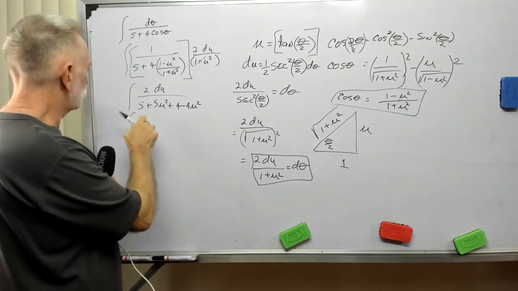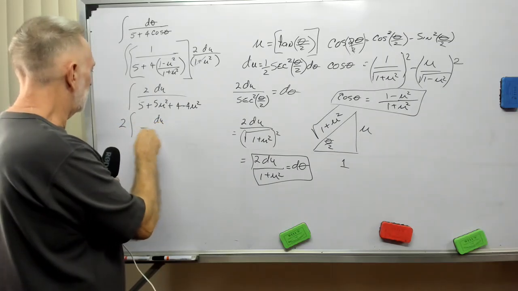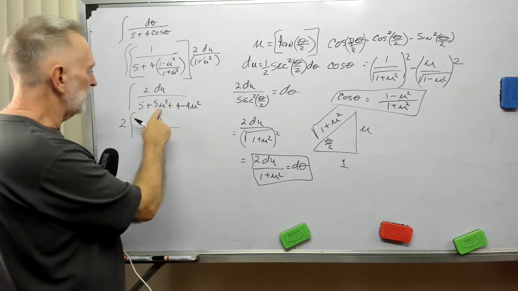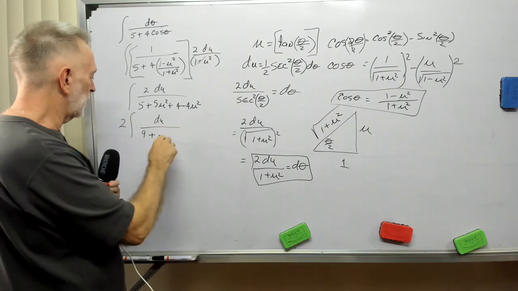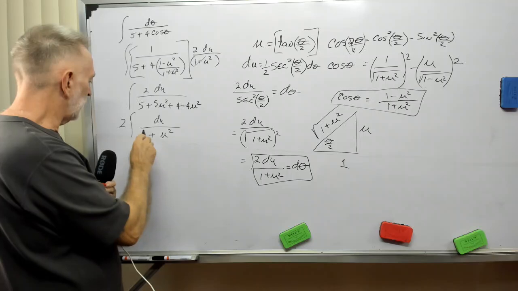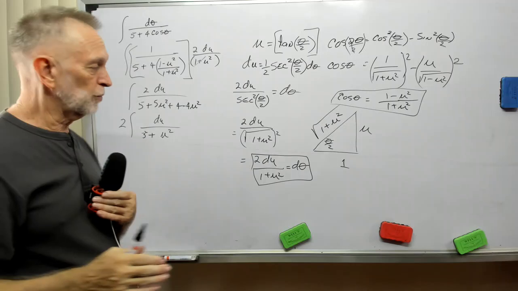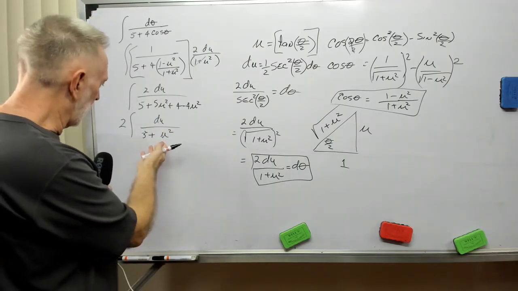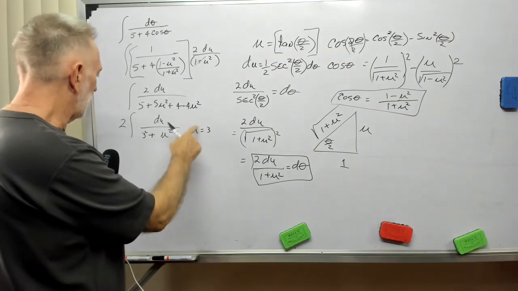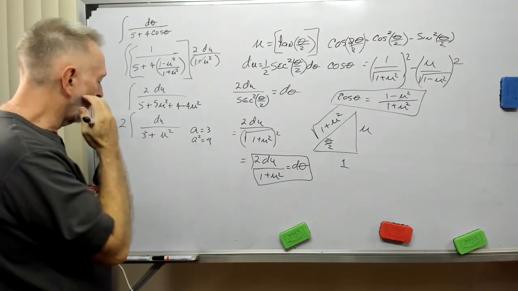So let's collect some terms. I'll pull the 2 to the outside. Du over 5 plus 4 is 9, plus 5u squared minus 4u squared leaves me 1u squared. So 9 is what? 3 squared. It's at this point that your teachers would want you to recognize that if I let a equal 3, I have a squared equals 9, right? Which is what I had, 5 plus 4.